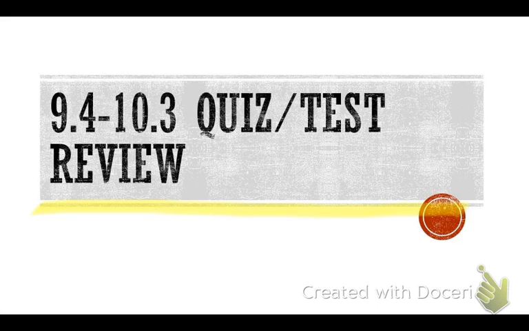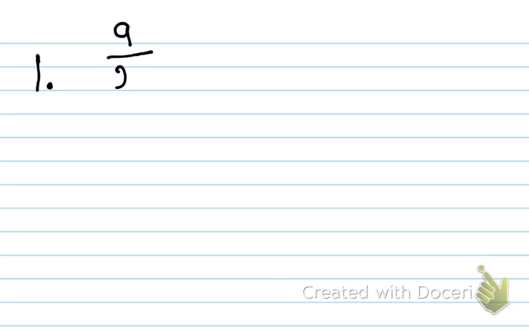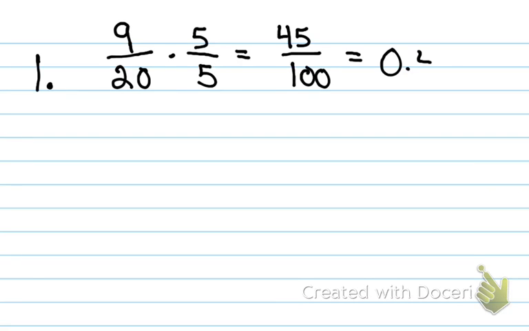All right, and it'll start with decimals. 9/20ths. I want you to convert that to a decimal. Convert 9/20ths to a decimal. All right, so I first need to look at my denominator. Does it go into 100 evenly or 10? Yes, it goes into 100 evenly. I can multiply top and bottom by what? 5. And I get 45 over 100, which is 0.45.